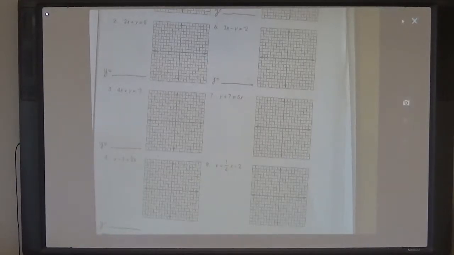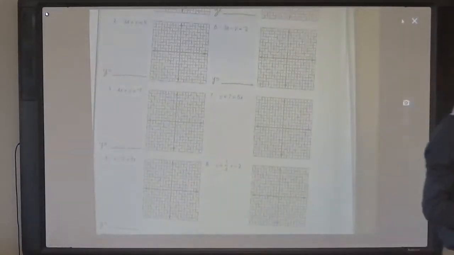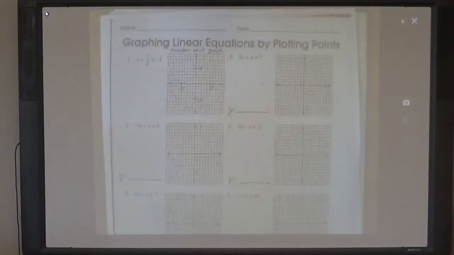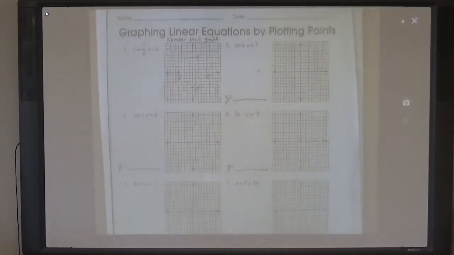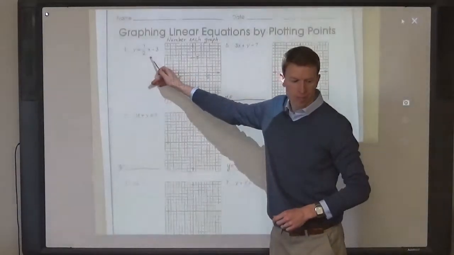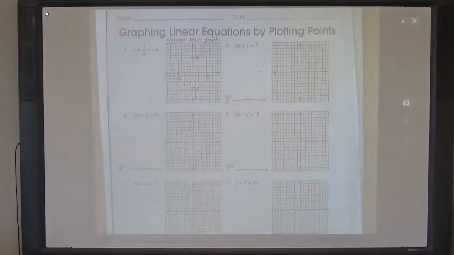We're going to go through a bunch of examples on using the slope-intercept form to graph. Okay? Look at the first one. Number 1. It says y equals 1/2 x minus 3. Okay? Now, first of all, what is the slope-intercept form?